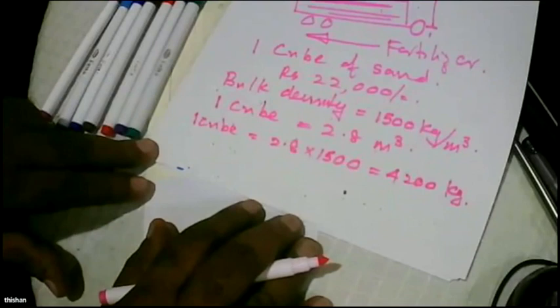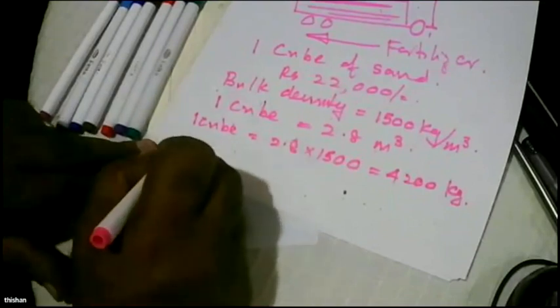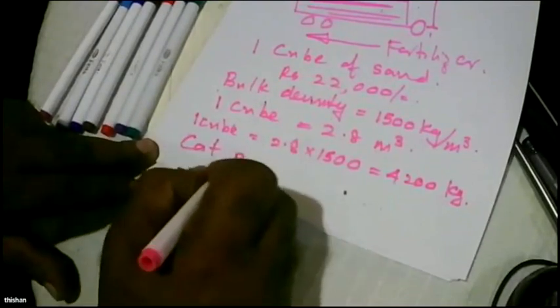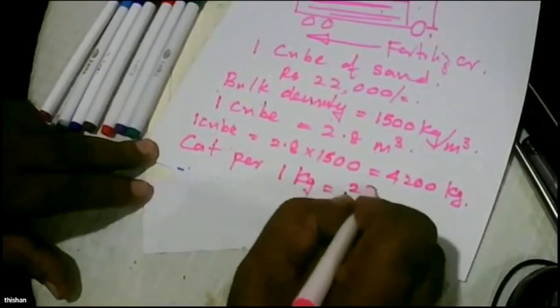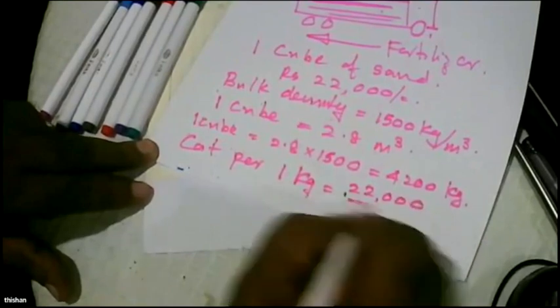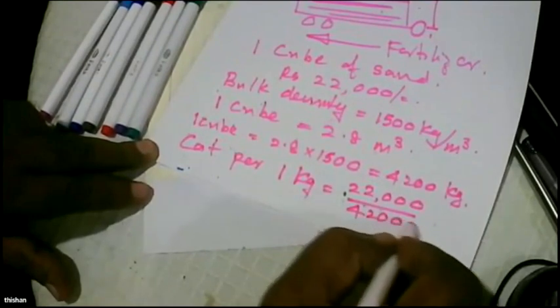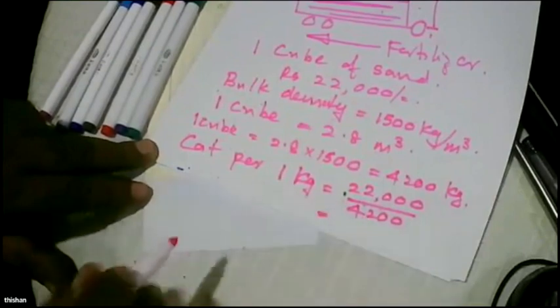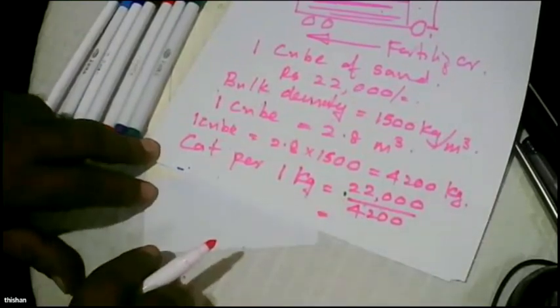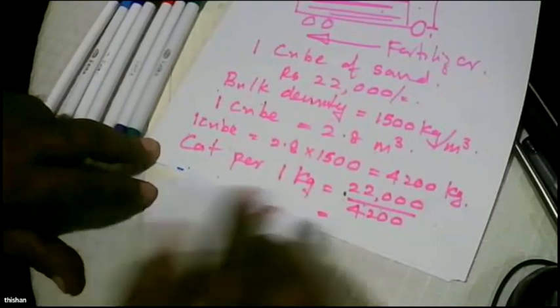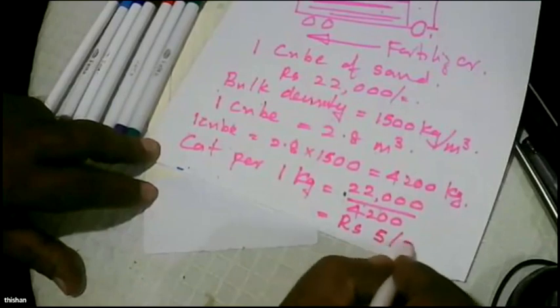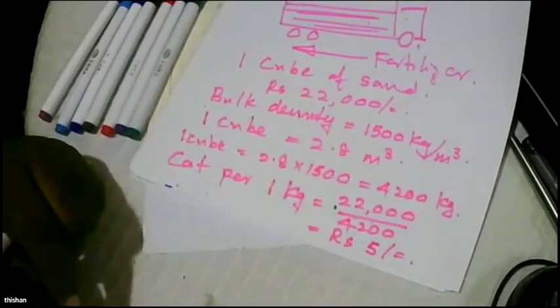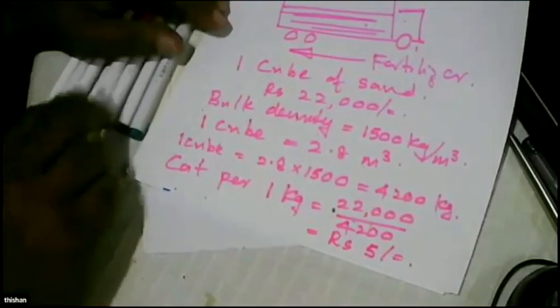So then what is the cost per 1 kilogram? This 22,000 divided by 4,200. What is the value? Comes close to 5 rupees. Yes, 5.23. So let's say 5 rupees. Let's assume that is around 5 rupees. Can be slightly more, right?